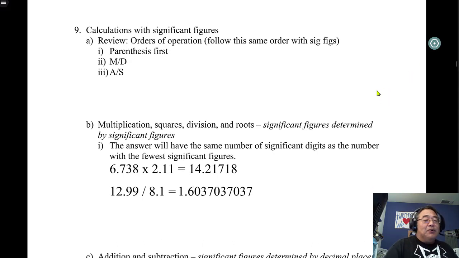Before we get started, we have to generally review the order of operations. If you remember, PEMDAS, I forget what that stands for, there's a mnemonic, but you do parentheses first. So if you have anything in parentheses, you do the operation in the parentheses first. And then you do any multiplication and division, and following that, you do addition and subtraction.